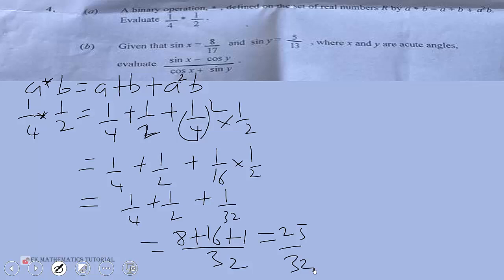Then we are supposed to calculate the B part. It says, given that sin x is 8 over 17 and sin y is equal to 5 over 13, where x and y are acute angles, evaluate sin x minus cos y all over cos x plus sin y. So we can draw these triangles, right-angle triangles.